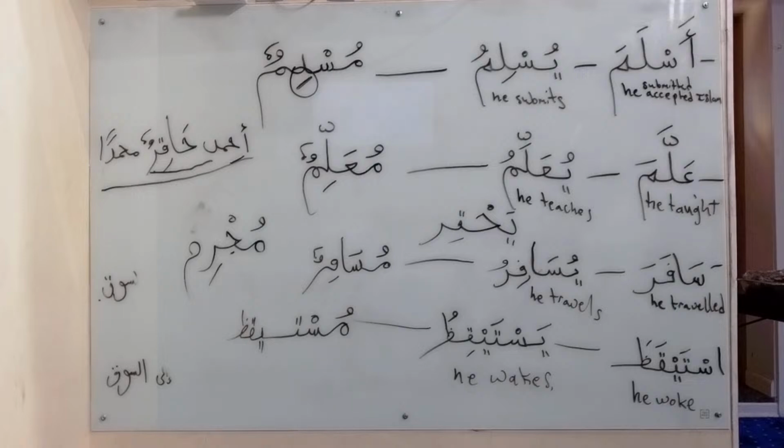Like I tell you, verbs in Arabic generally are the most complicated thing to deal with. And then after verbs, maybe it's numbers. Right?